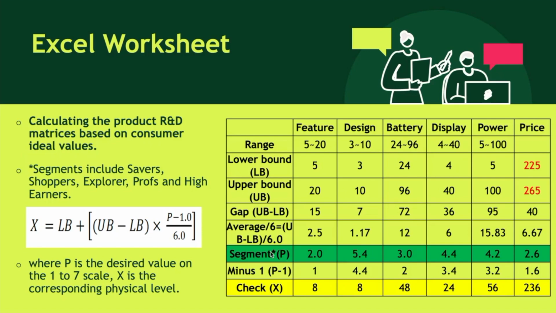So we created an Excel sheet in advance, and when we get the ideal values of the customers from the semantic scale, we input those numbers in the green line, and then it automatically calculates the yellow line numbers, which is the X. This is the number that we input into the R&D matrix, which is very near to the customer's need.